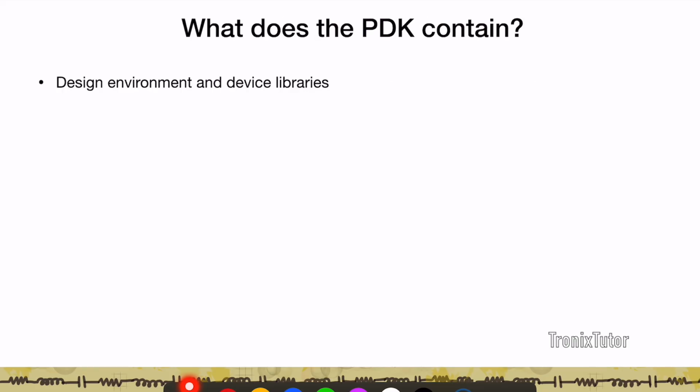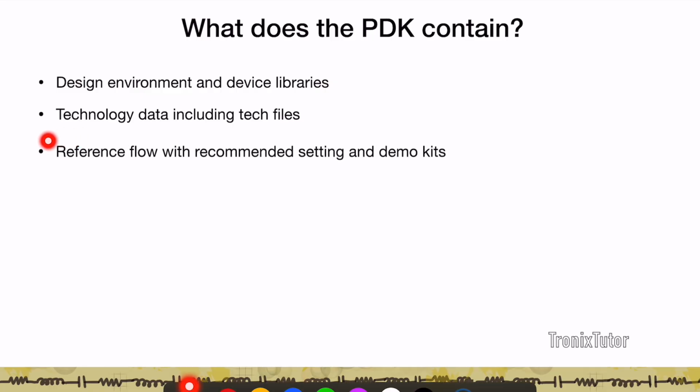So what does the PDK typically contain? It contains all the device libraries. It contains the technology data and the tech files. Now, tech files are essentially files needed to do the extraction for, say, the back end of the line. It also provides a reference flow and some demo kits, right?